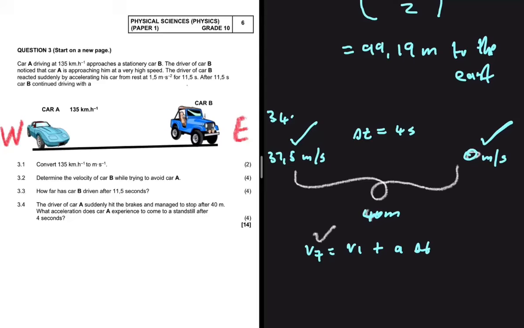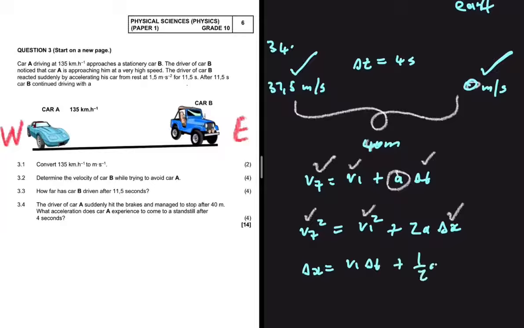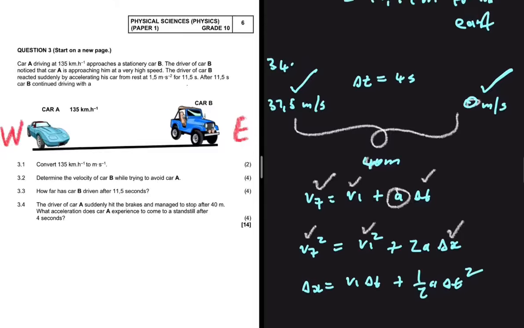What else do we have? We have VI. It is 37.5. We have our time, which is 4 seconds. So we can find our acceleration using this formula. But you can also say that VF squared is equal to VI squared plus 2A delta X. If you use this formula, we have VF squared, we have VI squared, we have delta X. You're going to find a different value. The last formula you can use here is delta X is equal to VI delta T plus a half A delta T squared. If you use this formula also, you're going to get a different value, because this question doesn't make any physical sense.